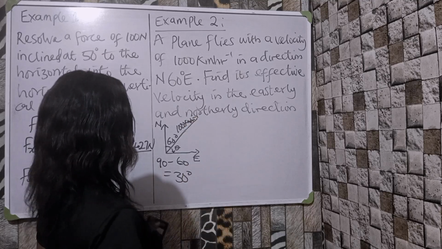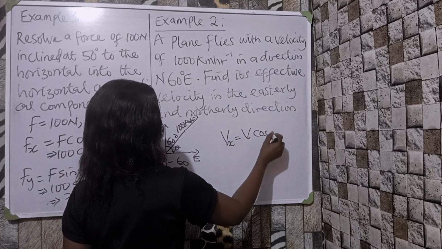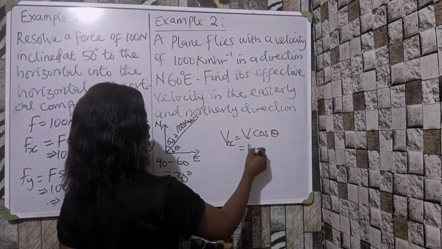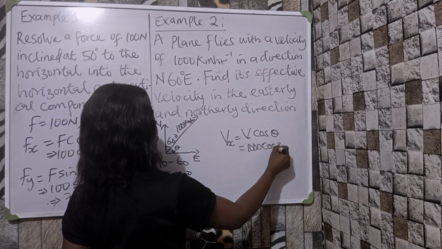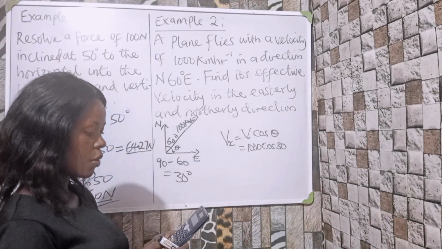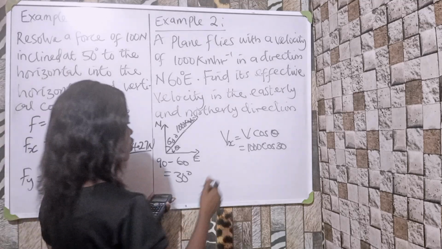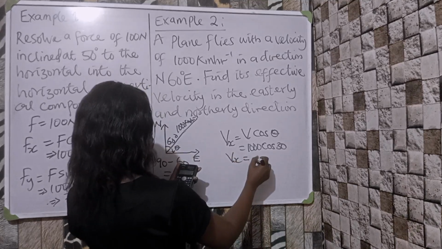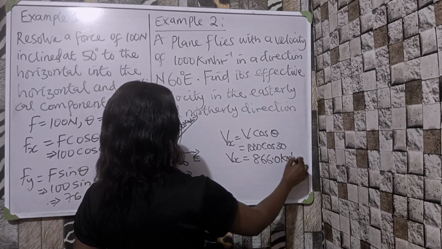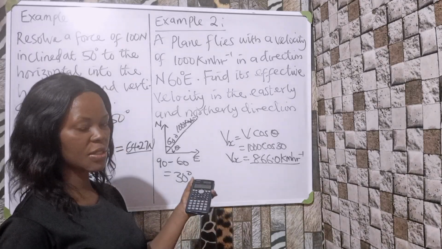So for us to resolve into the horizontal component, Vx is equal to V cos theta. V cos theta. Okay, so what is my V? My V is 1000 cos 30. Let's see what we have. Cos 30 is equal to this times 1000. I'm going to have Vx is equal to 866.0 km per hour. This is my horizontal component of the velocity, Vx.